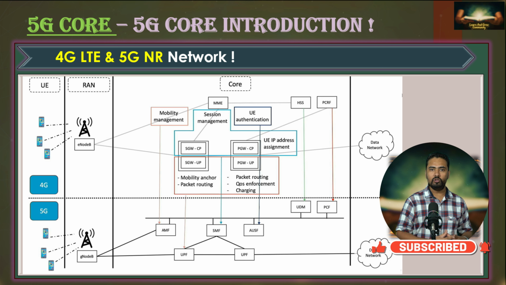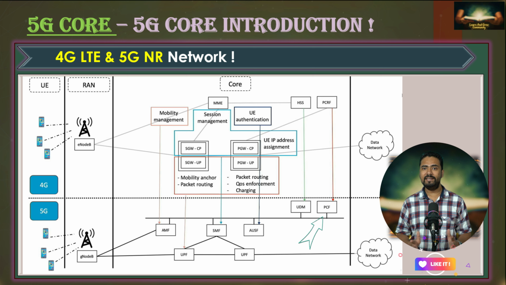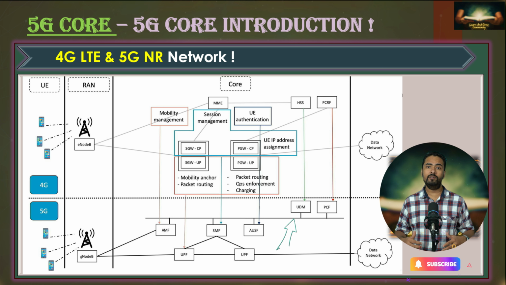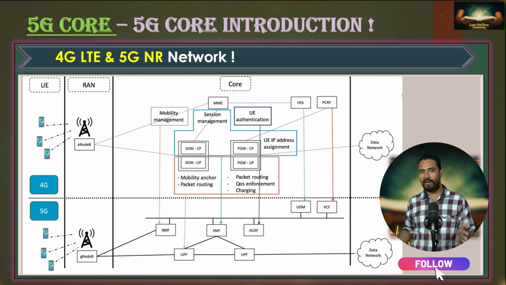The policy control function, PCRF, in the 4G EPC core has now evolved to the policy control function, or PCF, in 5G core. In 4G EPC core, HSS was managing the subscriber profiles and creating the authentication data for the MME. But in 5G core, subscriber profiles and the creation of authentication data are handled by Unified Data Management, or UDM. So this is how the 5G core network functions are divided compared to the 4G core network.